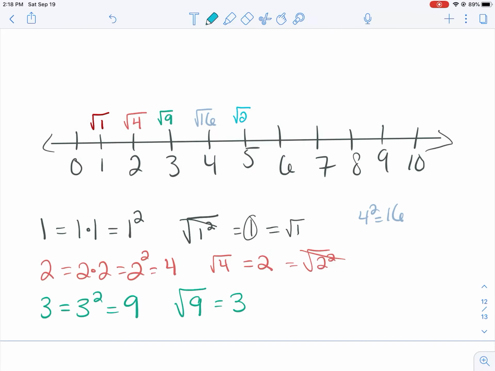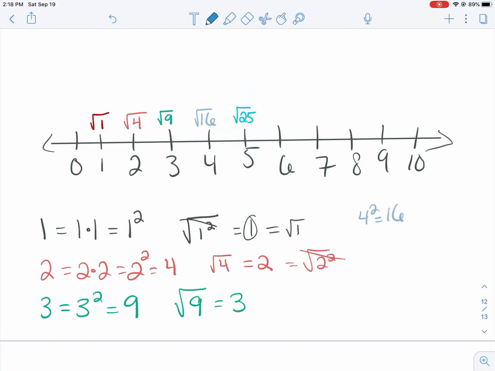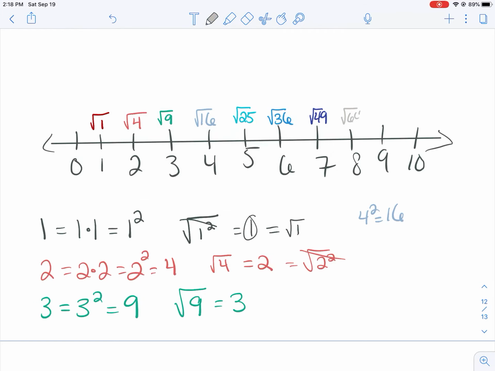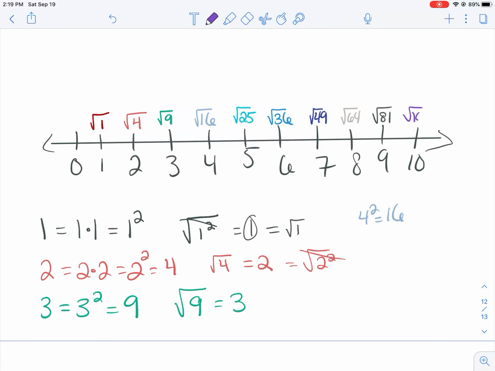5 squared is 25, so the square root of 25 must be 5. 6 squared is 36. 7 squared is 49. 8 squared is 64. 9 squared is 81. And 10 squared is 100.